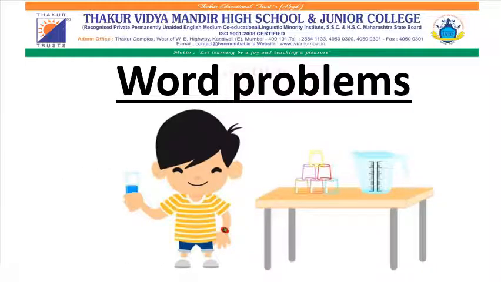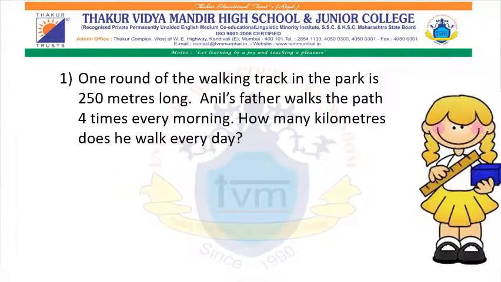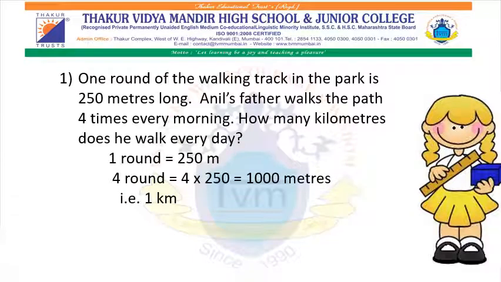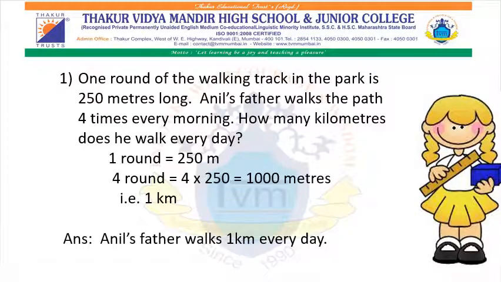Now let us see word problems. One round of a walking track in the park is 250 meters long. Anil's father walked the path 4 times every morning. How many kilometers does he walk every day? See here, one round is equal to 250 meters. How many rounds is the father taking? 4 rounds. That means total distance covered is 4 into 250, that is 1000 meters. You know that 1 kilometer is equal to 1000 meters. So, the answer is Anil's father walked 1 kilometer every day.